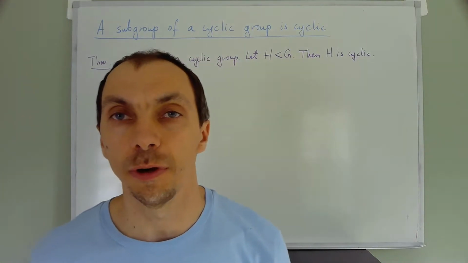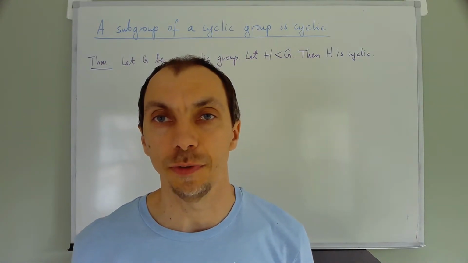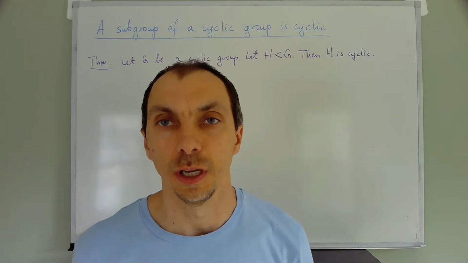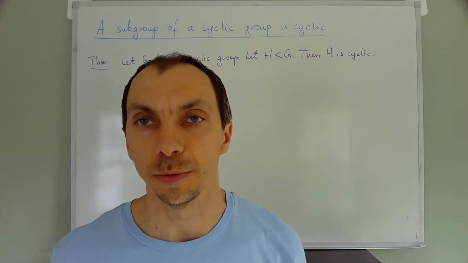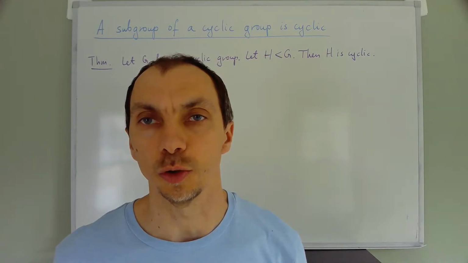We are now going to prove one of the most basic but also very important properties of cyclic groups. Namely, that if you take a cyclic group and you take its subgroup, any subgroup, then the subgroup is also cyclic.